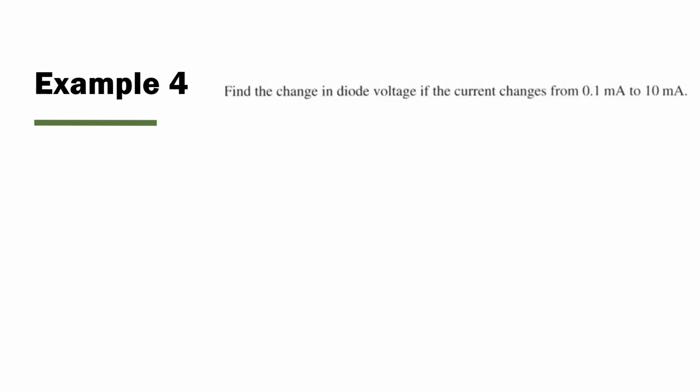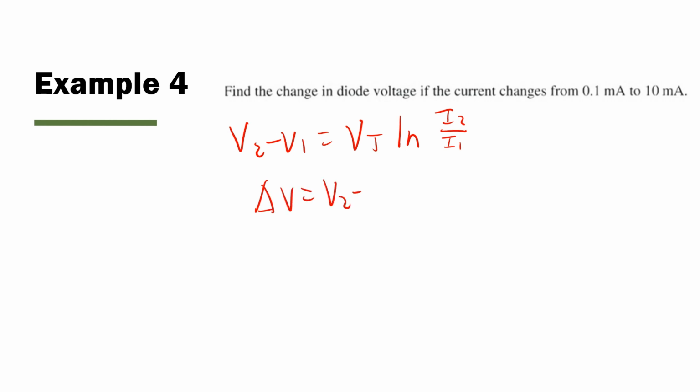Okay, let's try out this problem. Find the change in diode voltage if the current changes from 0.1 milliamps to 10 milliamps. So remember, we have this formula V2 minus V1 equals Vt times the natural log of I2 divided by I1. And we're finding the change in diode voltage, so that would just be delta V, which is equal to V2 minus V1. So this is what we're solving for, the left side of the equation. We're going to say that I2 is equal to 10 milliamps and I1 is equal to 0.1 milliamps.